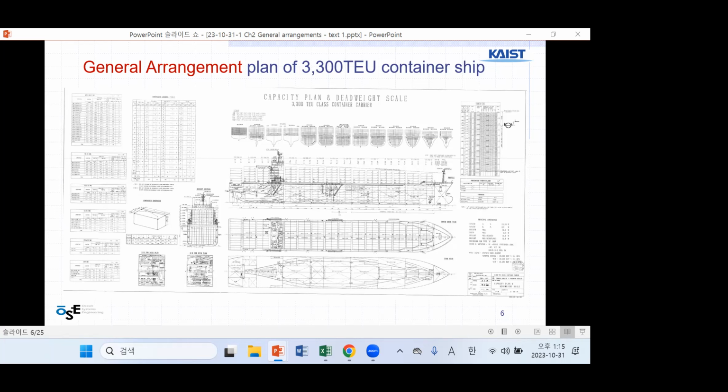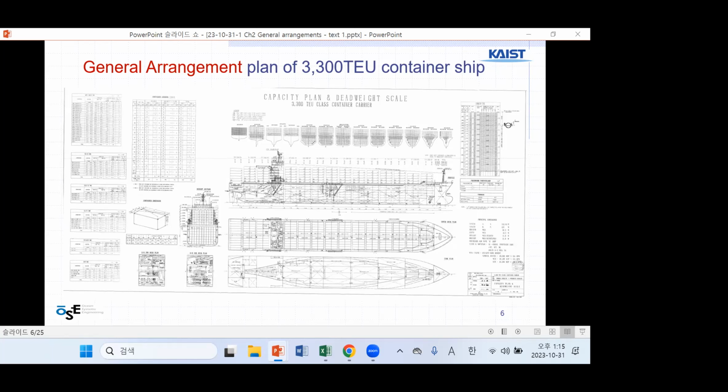We call these the double bottom tanks, where the fuel oil is located. And what else? It shows you the container locations. And then the particulars, the length and breadth and all key sizes of the ship. And then who drew this drawing, who checked it, and when, the date. This is a typical drawing for ship design, used by a shipbuilding company.